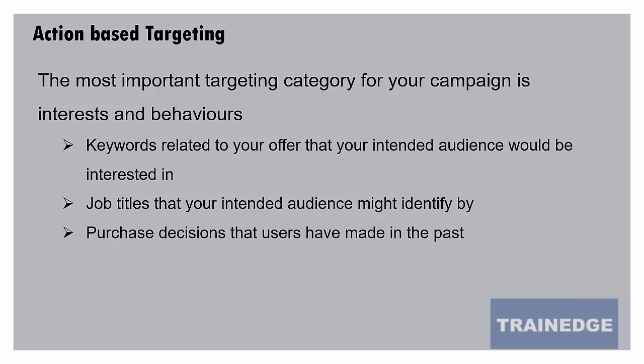You can also target people based on purchase decisions they have made in the past. For example, somebody might have purchased something on Facebook in the past. If you're a game developer and you're selling something in the game, so in-app purchase, you can target people who have purchased something in the past inside some other app. You can also target people based on the type of devices they use to access Facebook. For example, Android phone or iPhone.